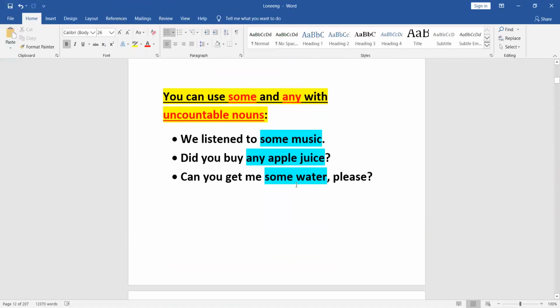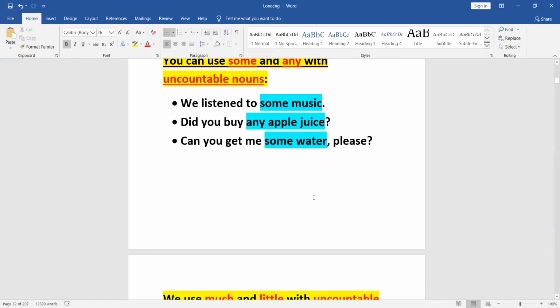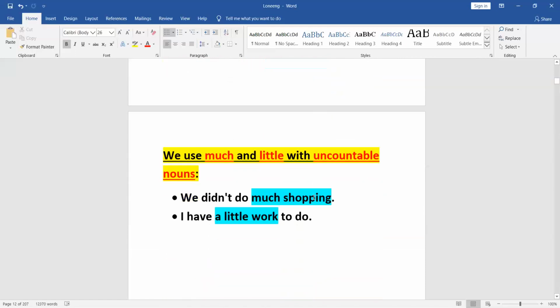Okay. You can also use some and any with uncountable nouns. For example, we listen to some music. Did you buy any apple juice? Meaning, did you buy at least one bottle or one tetra pack of juice? They're just wanting, can you get some water? Meaning just a little bit at least.